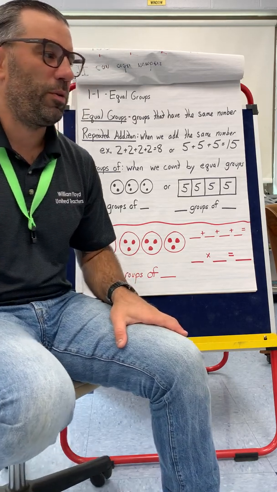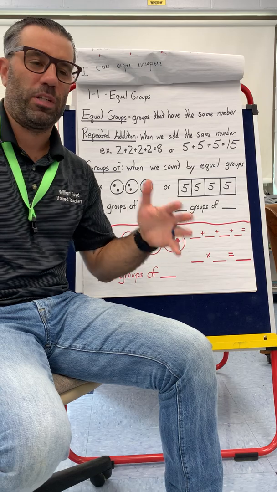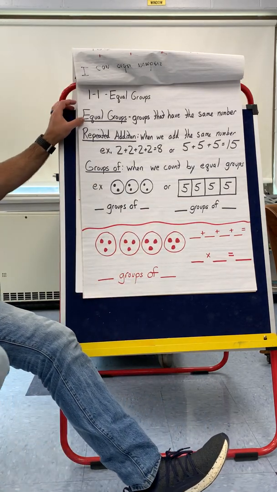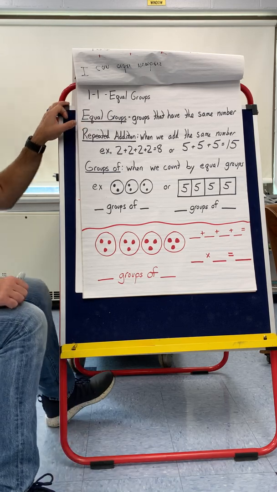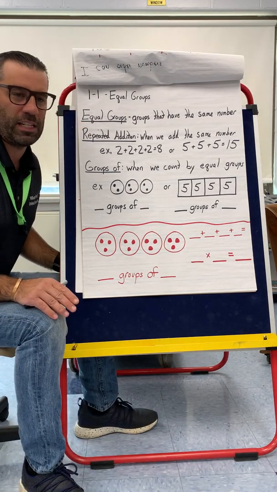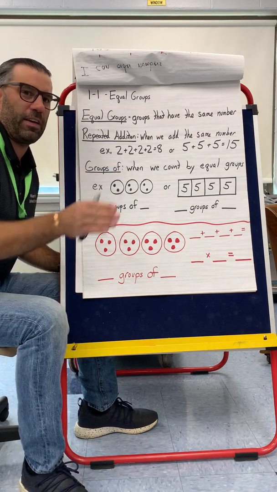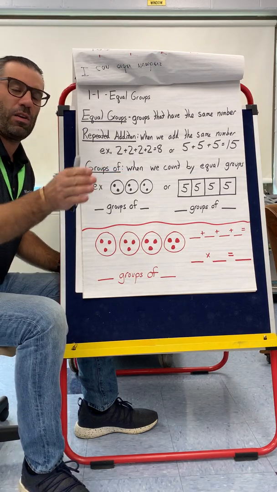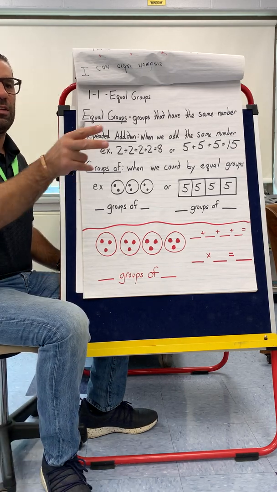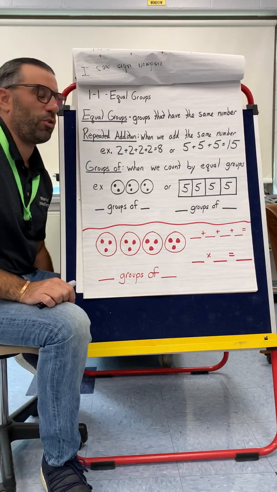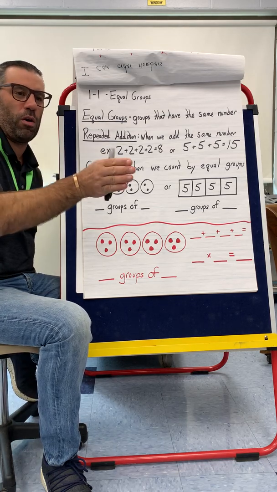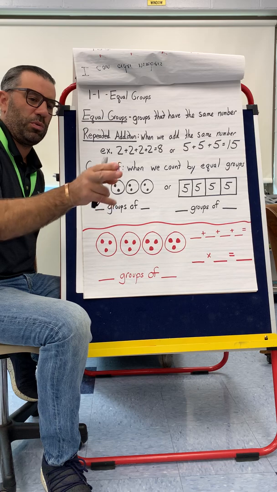Okay, so what we're going to be doing is the same thing a bunch of different ways today. Check this out. The first thing we need to know is what are equal groups. Equal groups are groups that have the same number. Like if it's 5s, it has to be 5, 5, 5. It can't be 5, 5, 4, because that's not an equal group, or 5, 5, 2, because that's not an equal group. It has to be all the same numbers. So it could be 4, 4, 4, 4, or 2, 2, 2, 2.